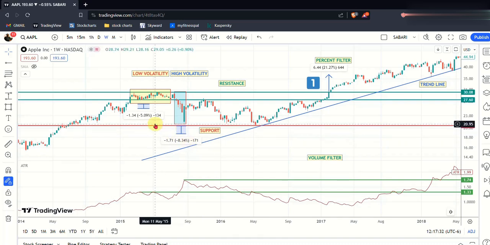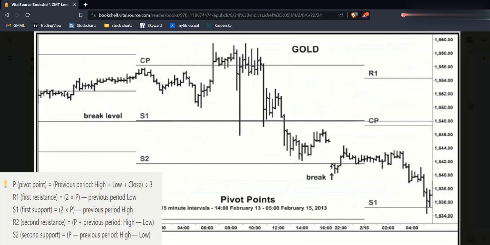Here I just take one ATR. Normally it will be 2 to 3 ATR based on your testing and based on the specific stock. This is about ATR. Pivot point technique.